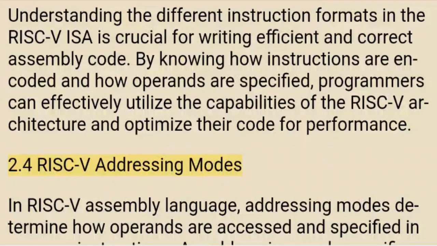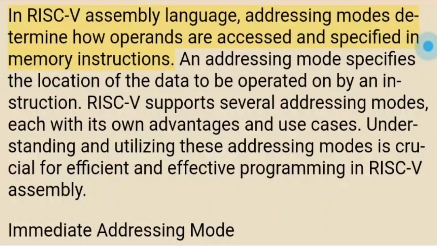2.4 RISC-V addressing modes. In RISC-V assembly language, addressing modes determine how operands are accessed and specified in memory instructions. An addressing mode specifies the location of the data to be operated on by an instruction. RISC-V supports several addressing modes, each with its own advantages and use cases. Understanding and utilizing these addressing modes is crucial for efficient and effective programming in RISC-V assembly.